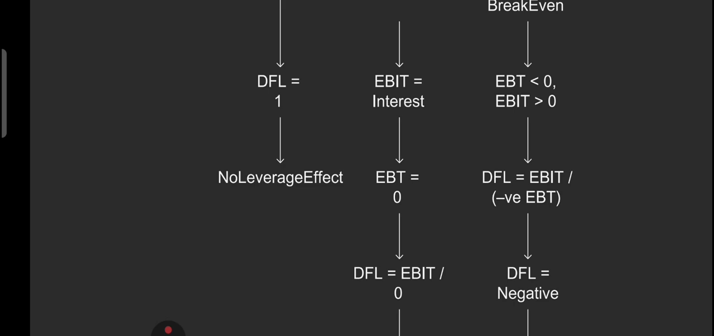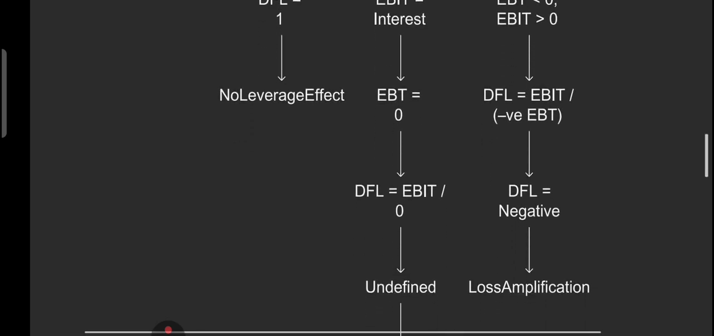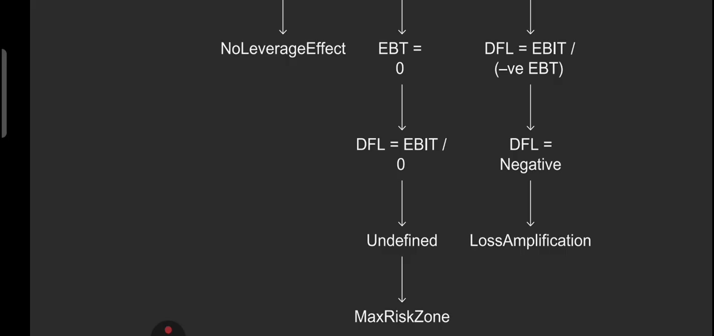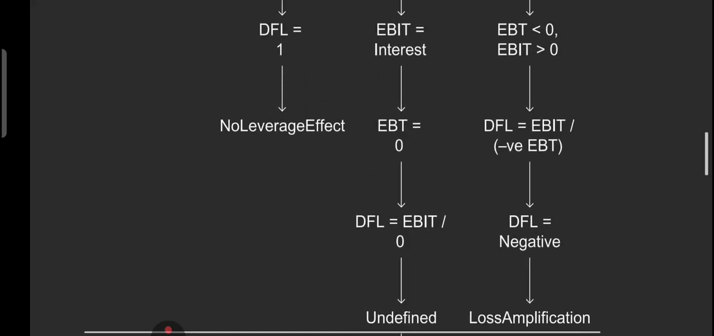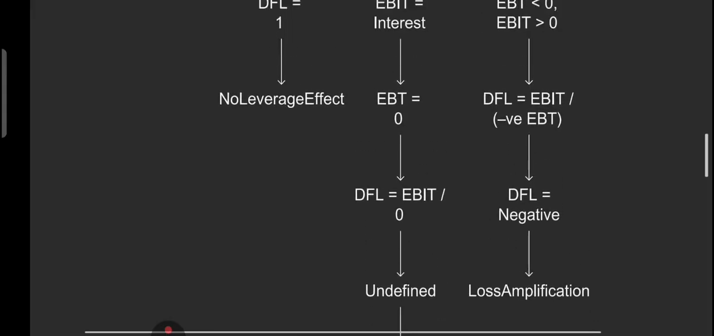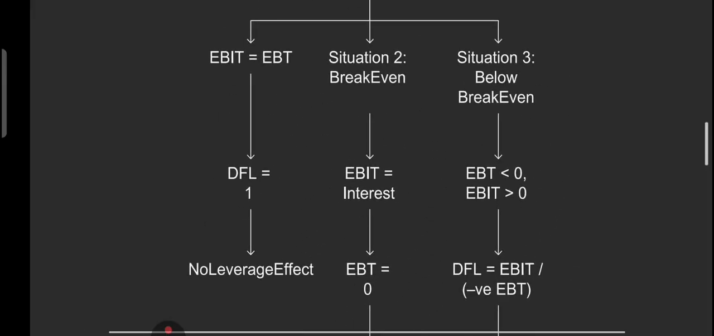Since EBT is 0, it means the denominator is 0, and a zero denominator is undefined. So this is called the maximum risk zone. Even a tiny dip in EBIT can lead to a huge loss. Suppose EBIT decreases a little, it will lead to huge loss, a dangerous place for any business. So the break even point is the dangerous place for any business. This is situation number 2.